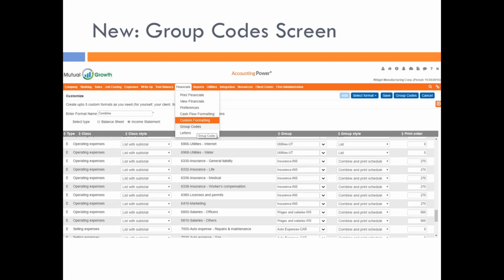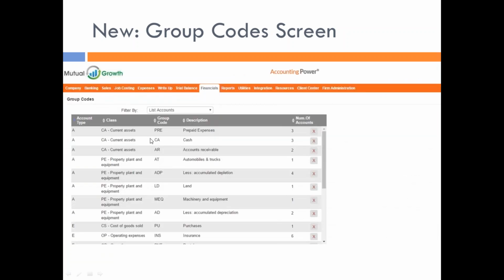Now, another new feature that we've added is the new group code screen. What you can do in order to really see how you have the various groups set up is you go to the financials, you go to the drop down, click on group codes, and it brings up this new screen, and this will be a screen with all of the various codes, groups that you have. You have different ways you can filter within here.